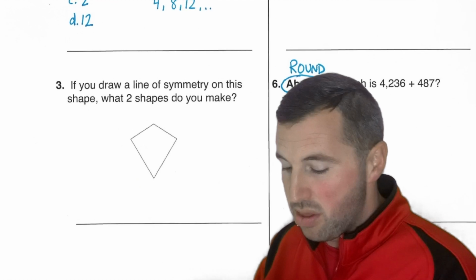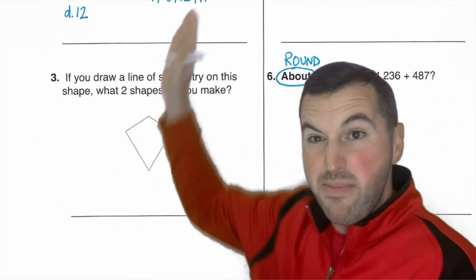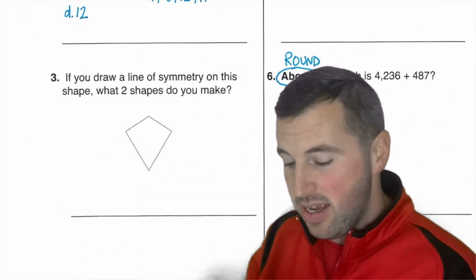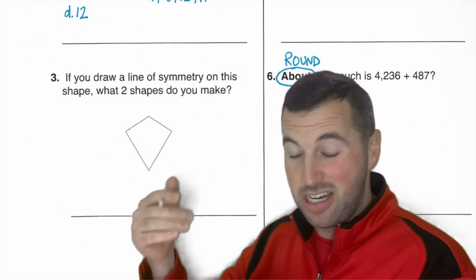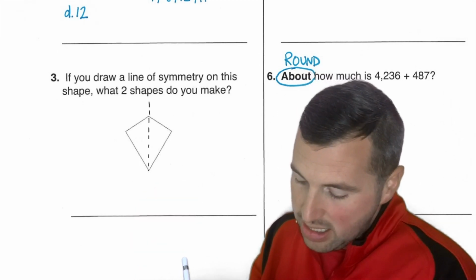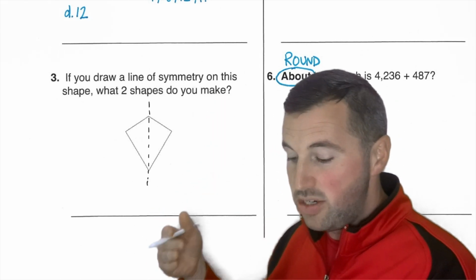All right, on to number 3, looking at that one. If you draw a line of symmetry on this shape, what 2 shapes do you make? When you cut a line of symmetry, I'm just going to show you this one. Here's a line of symmetry. I'm going to use dotted lines to represent a cut. If you draw a line of symmetry on the shape, what 2 shapes do you make?